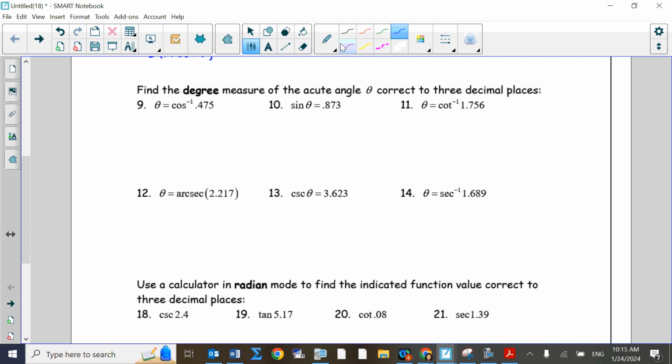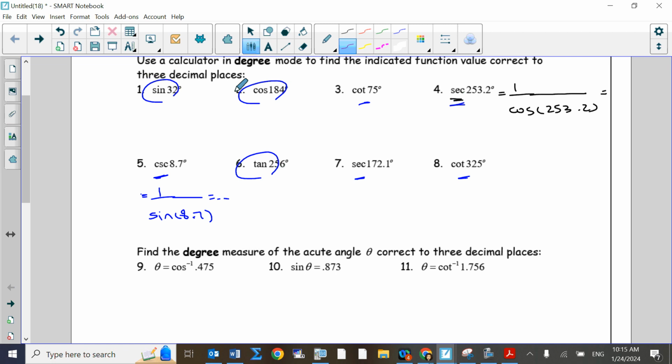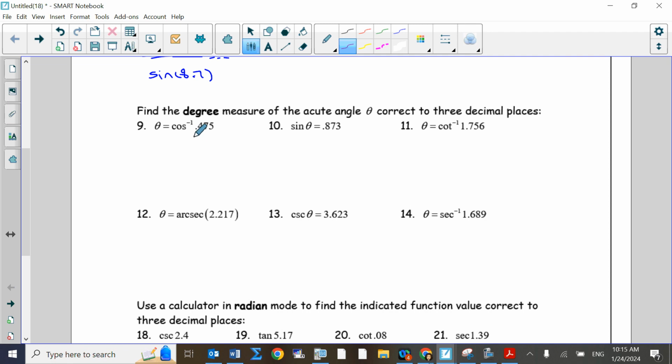Now, for the next group of questions, we are trying to find the angle. So notice the difference between these questions and the first group. The first group, we had the angle and wanted to find the value of trig function of that angle. But this time, we're looking for the angles. Basically, here, if I have cosine of 0.475, it means there was an angle whose cosine was 0.475, and we're looking for the angle. So these are inverse functions, basically.